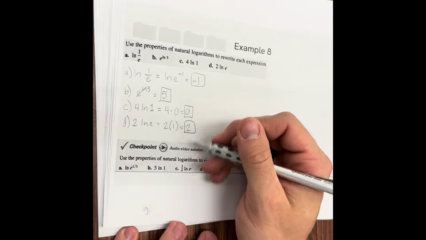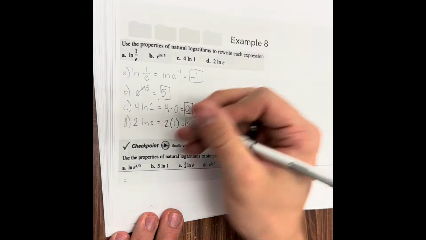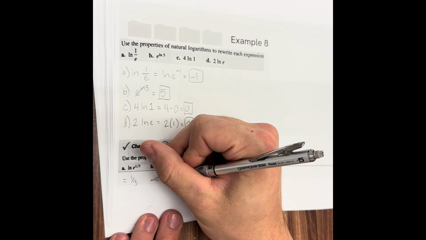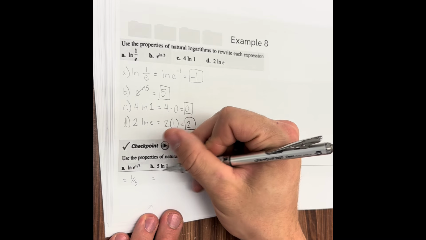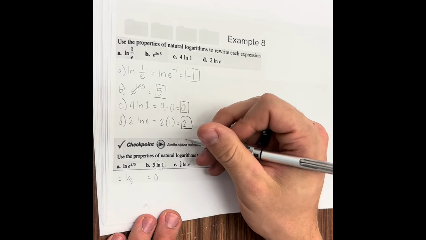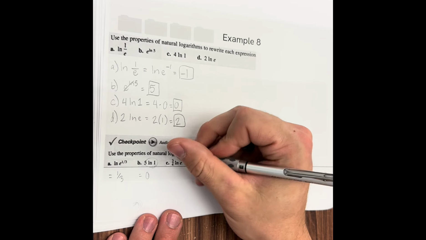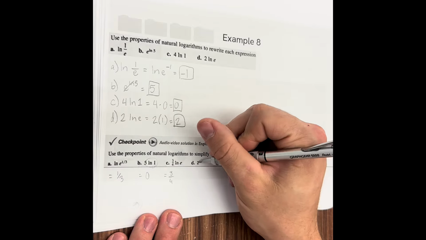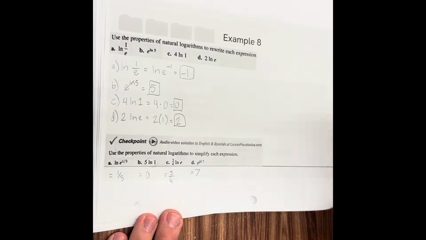If we look at this checkpoint here real quick, we'll do these. Natural log of e to the 1/3 is just 1/3. Letter B, 5 times the natural log of 1. Natural log of 1 is always 0, so we get 5 times 0, which is 0. C, 3/4 times natural log of e. Natural log of e is 1, so we get 3/4. And D, e to the natural log of 7. E to the natural log cancels out. We're just left with 7.